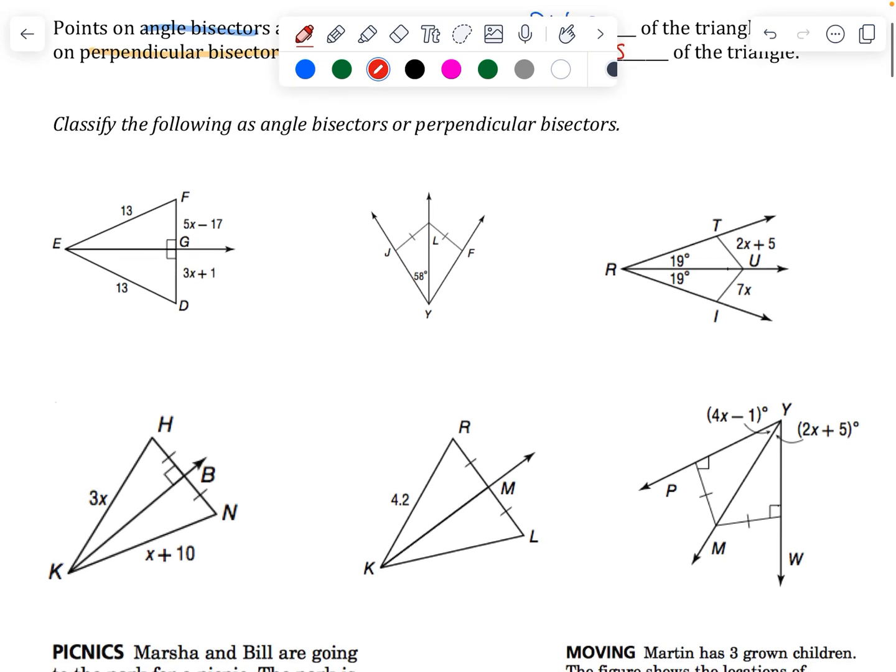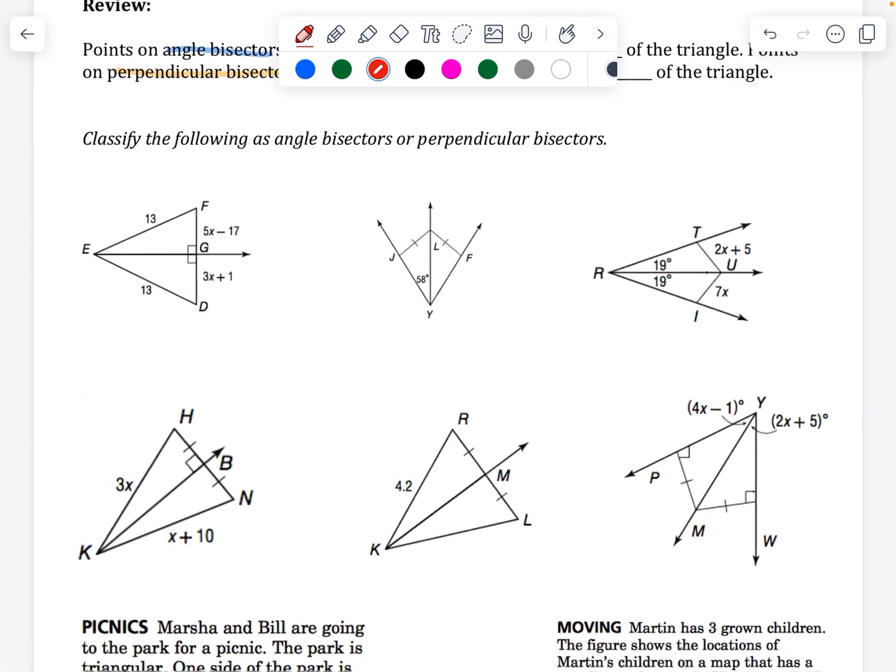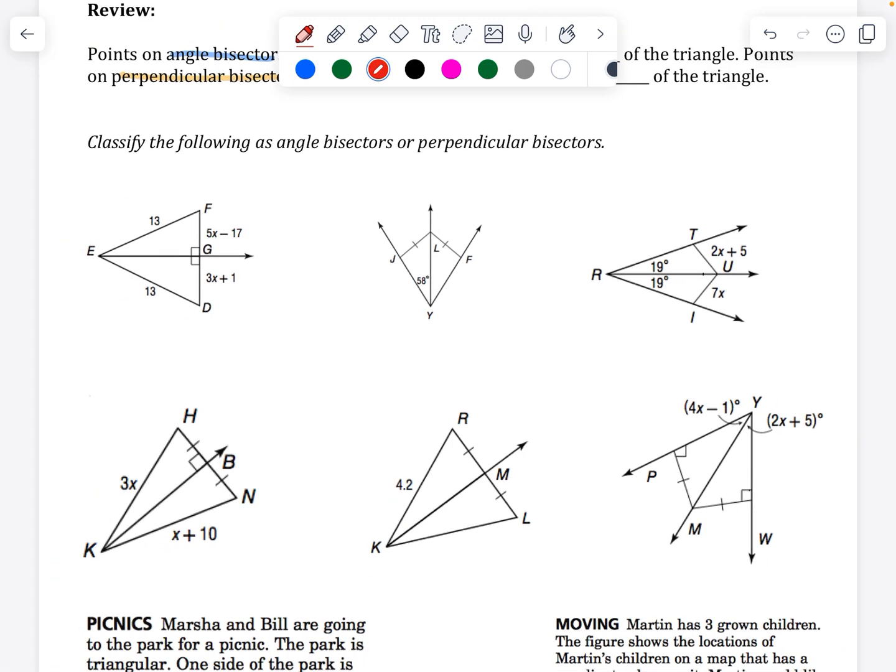So I would encourage you to do a quick check just to see if you can identify whether these are perpendicular or angle bisectors. And then pause the video, try it, unpause to check your work.